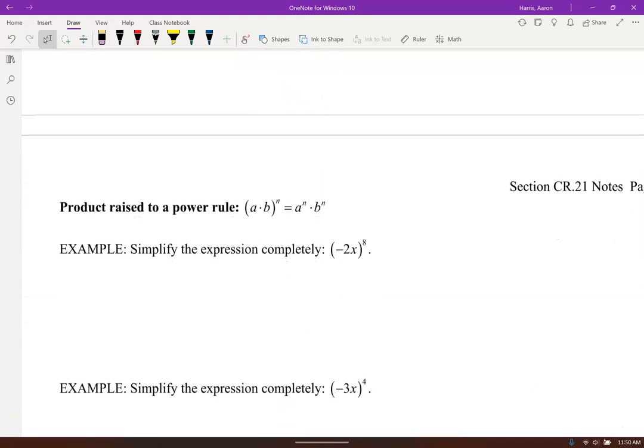Now, how about a power of a product? This is called power of a product. So if a times b to the n, let me give you an example.